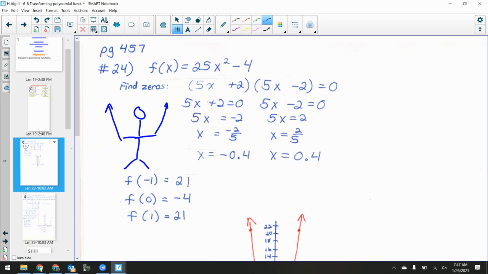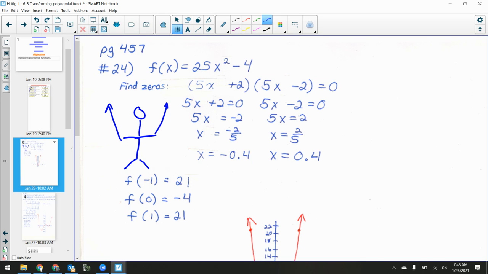Now, I know it's going up to the left and to the right, and now all I have to do is figure out where my zeros are, my critical points. I take my zeros of f of x, and I can factor that: 5x plus 2, 5x minus 2. Honestly, you can just solve it, because there's no b term. Add the 4, divide by 25, and take the square root. It turns out to be negative 2/5, positive 2/5, or negative 0.4, positive 0.4.